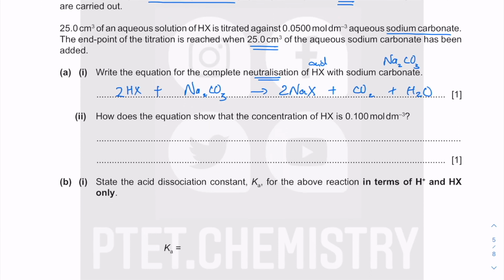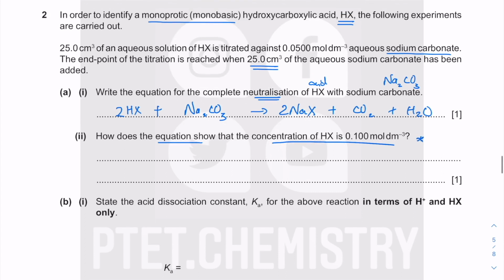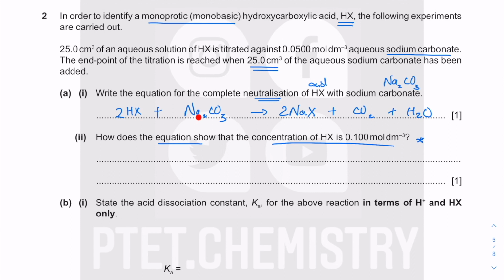So how does this equation show the concentration of HX? You know the mole ratio from here, and you know the volume of the sodium carbonate required, and you know the concentration. So you know the mole of the sodium carbonate. You know the volume of the HX, therefore can you find the concentration of HX based on this, and therefore can you show that it is whatever they ask you to show. Alright, so from the equation, the mole of HX over the mole of Na2CO3 is equal to 2 over 1.